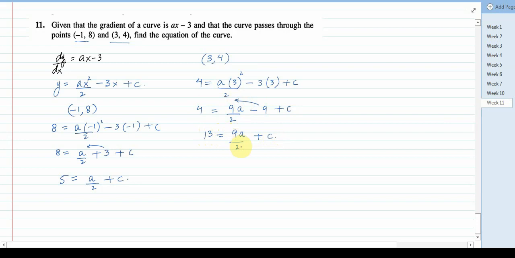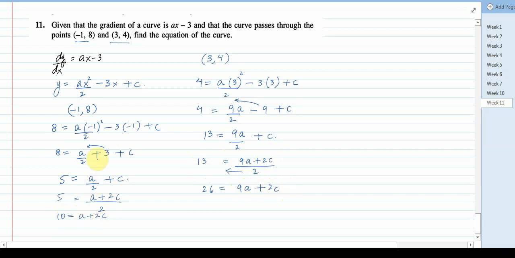To make these two equations simple, I will take the LCM for both of the equations. For my first equation, the LCM is 2. It's a plus 2c equals 5. 2 fives are 10 equals a plus 2c. Here it is the same, LCM is 2. 9a plus 2c equals 13. When you shift it, 26 equals 9a plus 2c. That is my second equation. That is my first equation.